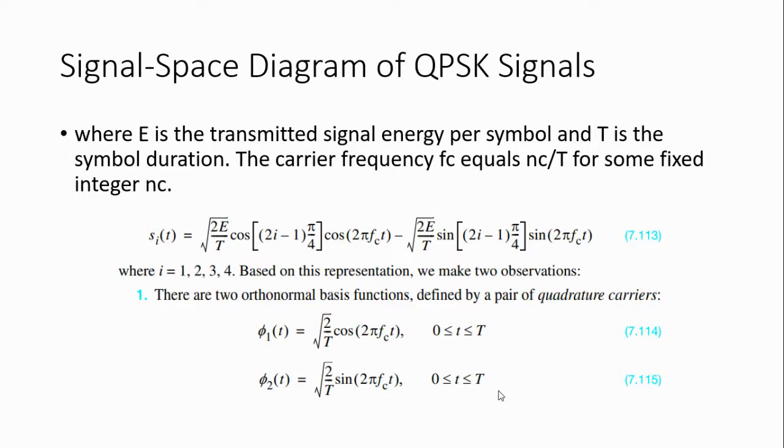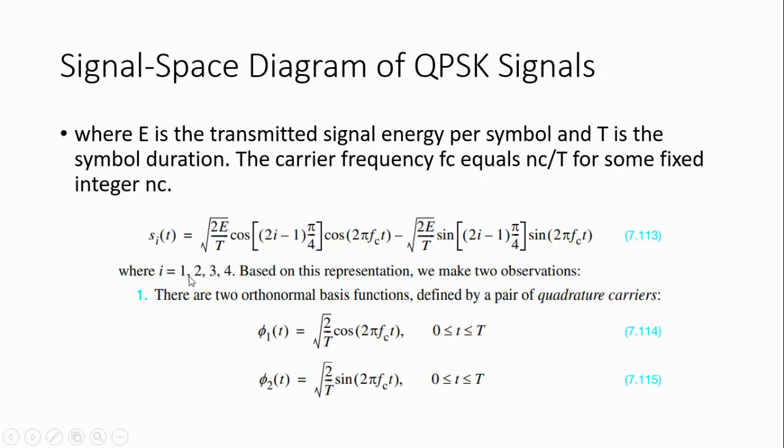Here E is the transmitted signal energy per symbol and T is the symbol duration and Fc is equal to Nc divided by T. Nc is a fixed integer, and if we expand the function we will get Si of t is equal to square root of 2E divided by T cos((2i minus 1) pi by 4) cos 2 pi Fct minus square root of 2E divided by T sin((2i minus 1) pi by 4) sin 2 pi Fct. Here there are two functions, one is the in-phase function and another one is the quadrature phase function.